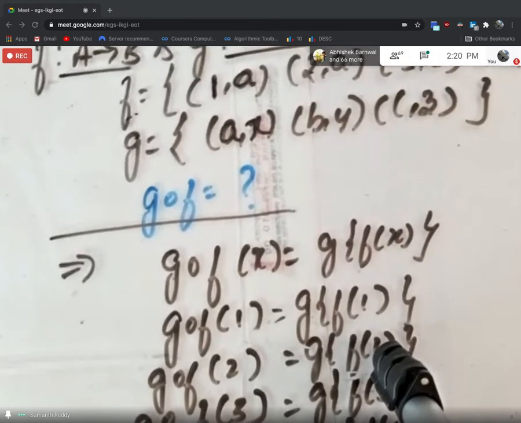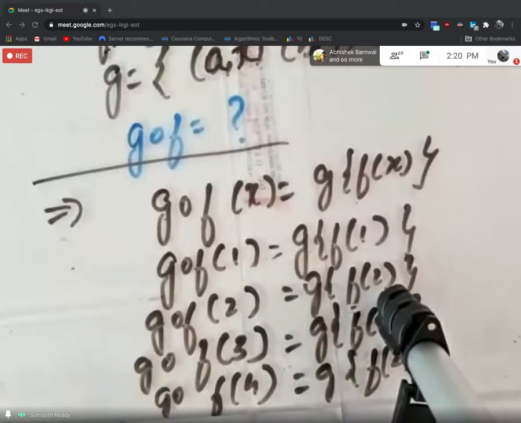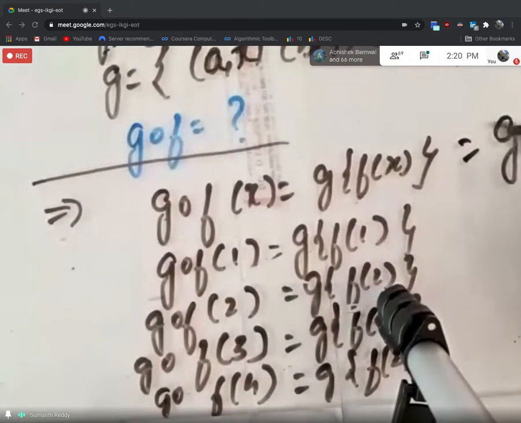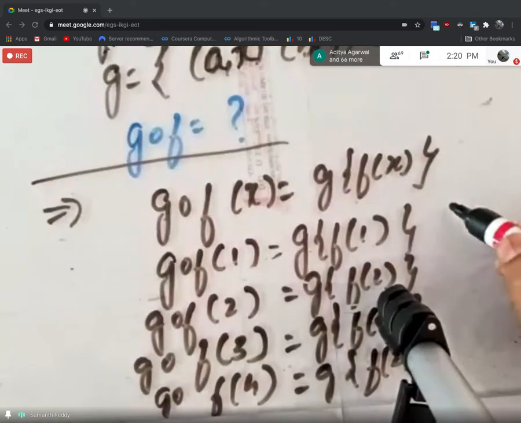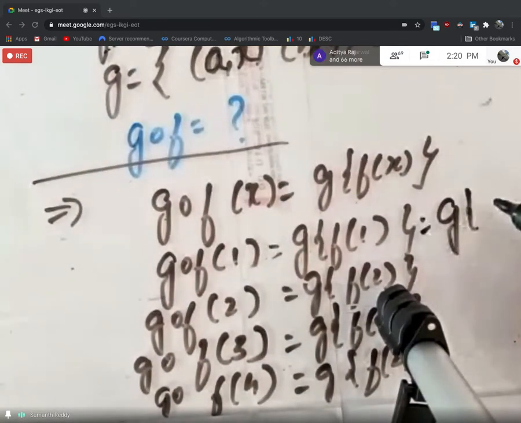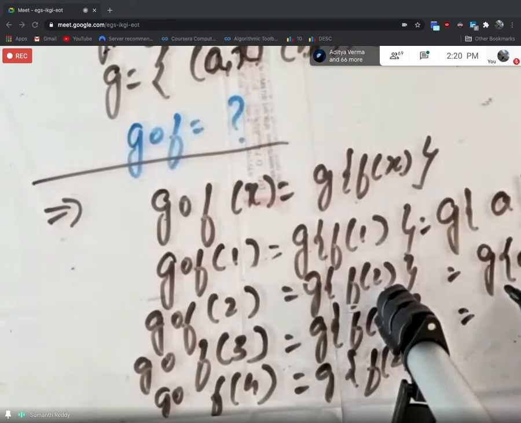So based on that, quickly I will write these things first. So this was just a definition, right? So here I need to start. g applied upon f of 1 will be equal to A, and this again will be equal to A. f of 3 is equal to B, so it will be g of B, and f of 4 is equal to C, so it will be g of C.